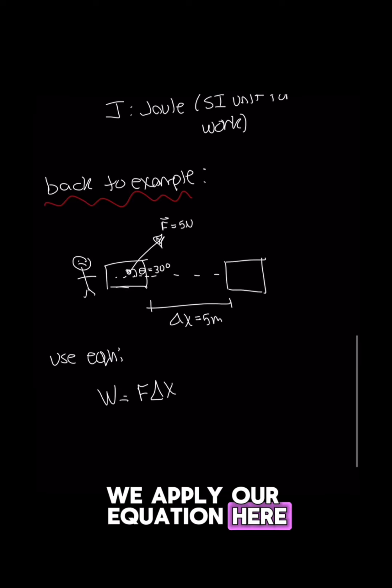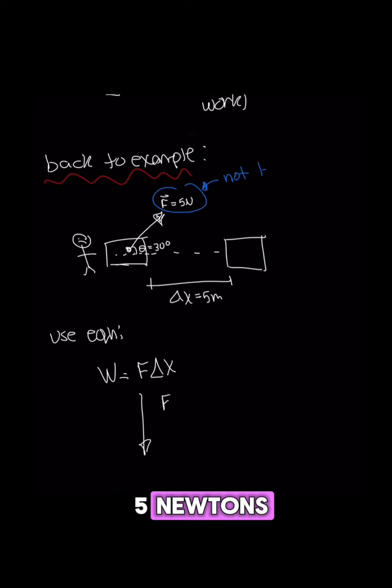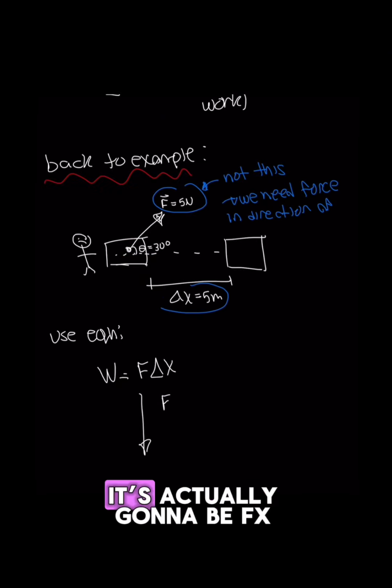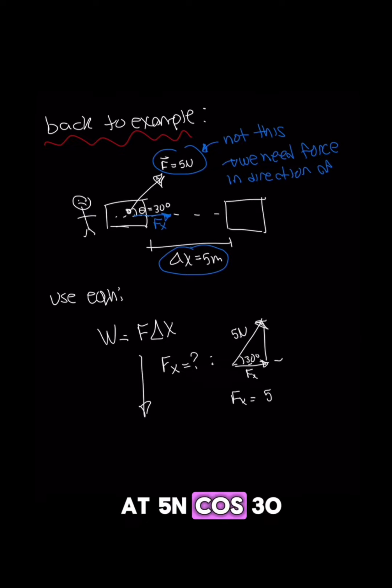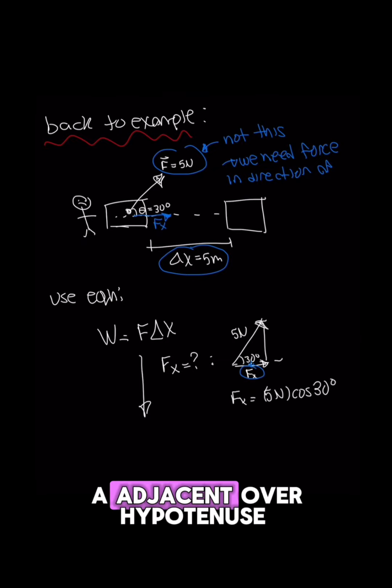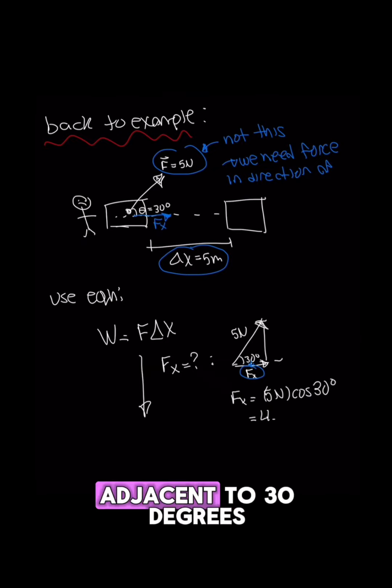We apply our equation here. Notice that F is not going to be this 5 newtons. We need it along the direction of displacement. It's asking it to be F of x. So we have to use trig. F of x is going to be equal to 5 newtons cos 30, because if you remember, cos is equal to adjacent over hypotenuse, and F of x is adjacent to 30 degrees.